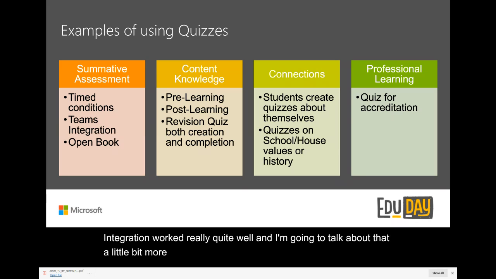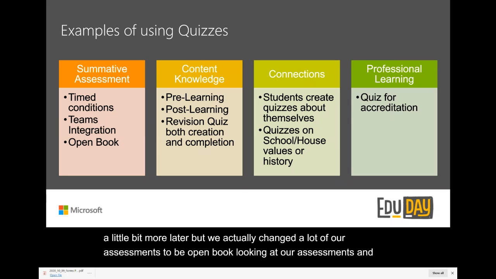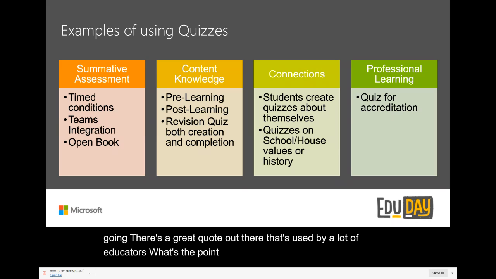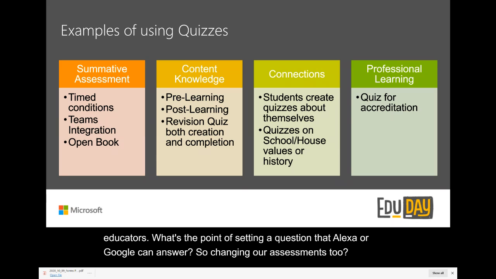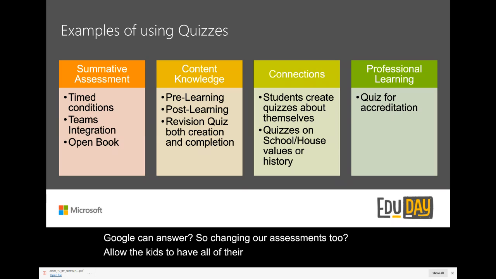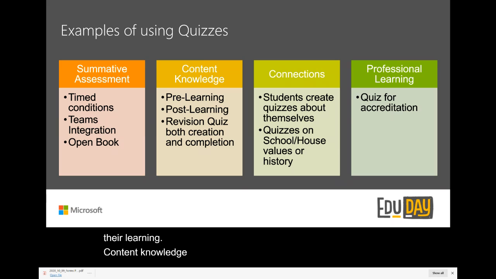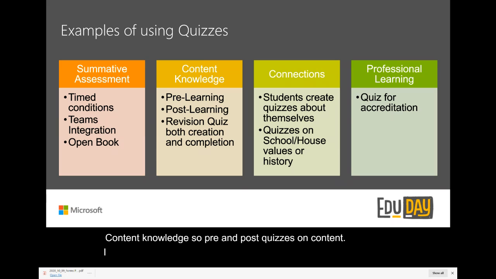But we actually changed a lot of our assessments to be open book, looking at our assessments and going, there's a great quote out there that's used by a lot of educators: what's the point of setting a question that Alexa or Google can answer? So we changed our assessments to allow the kids to have all of their resources but still demonstrate their learning. Content knowledge, so pre and post quizzes on content. I have recently done a project looking at instructional words and how students respond to those.